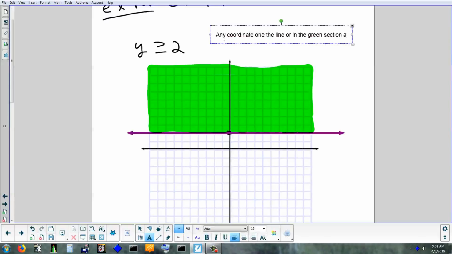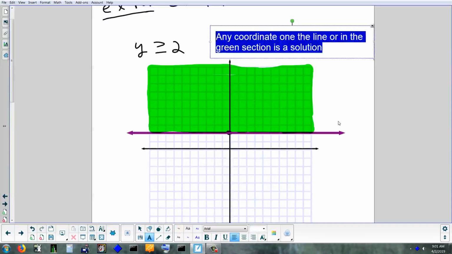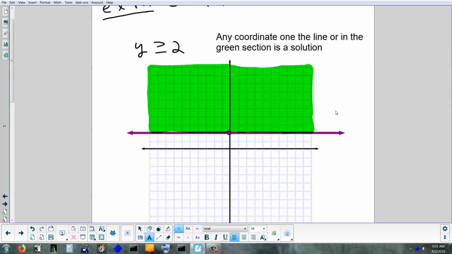So again, like Mr. Hager is saying, any coordinate on the line or in the green section is a solution. It's not a possible solution, we know it's a solution. Alright? So that's one special case, where again it was Y only.